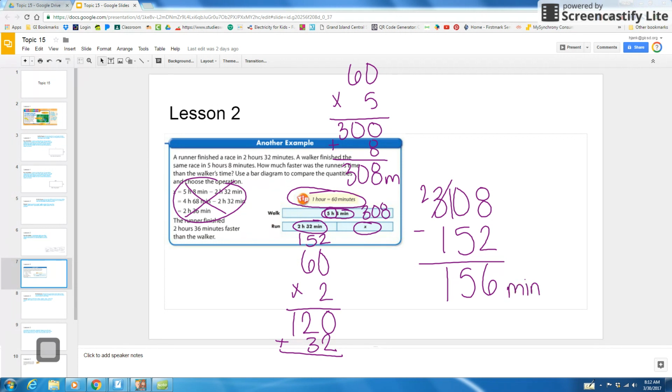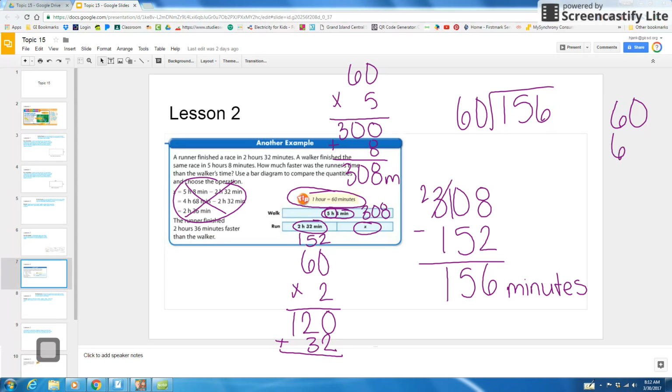Now, they wanted to know how much faster the runner was than the walker. Well, we can say that he was 156 minutes faster, or we can take this now and break it into minutes and hours again. If you remember, we have 60 minutes in an hour. Now, really, what you would be doing is 156 divided by 60. We did not necessarily teach you how to do that by a division by that two-digit divisor.